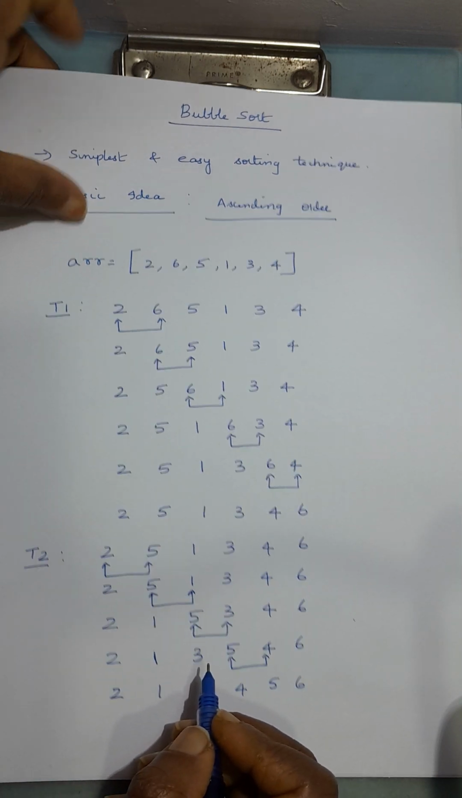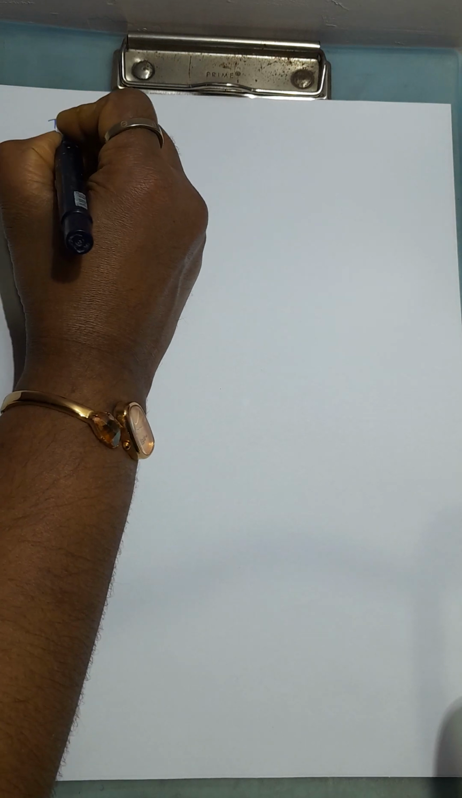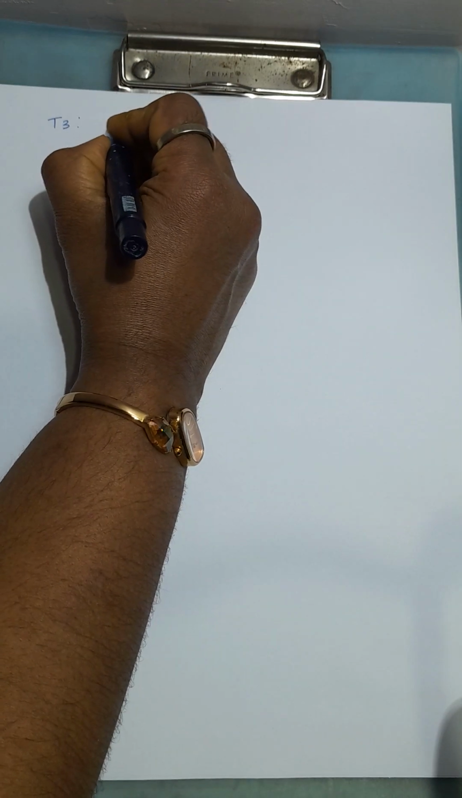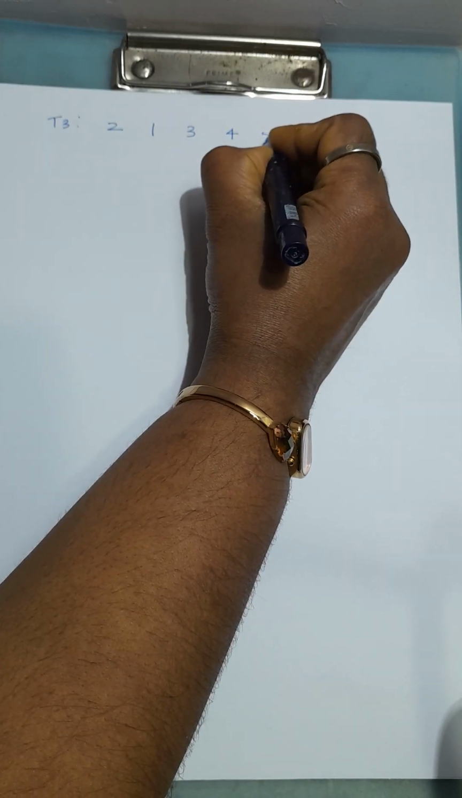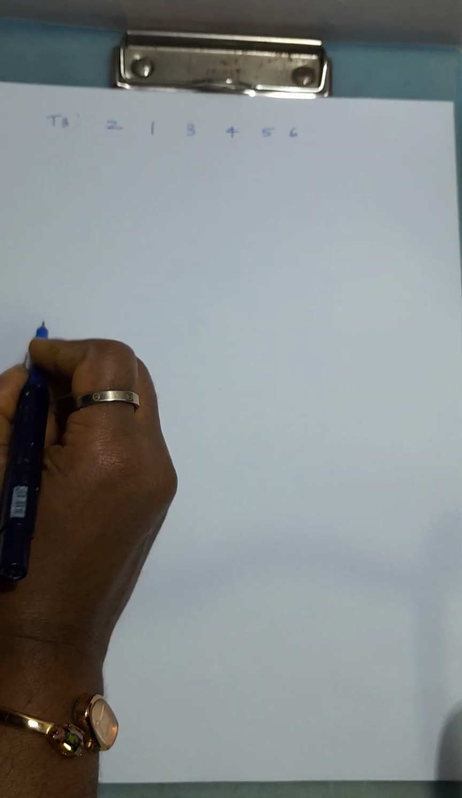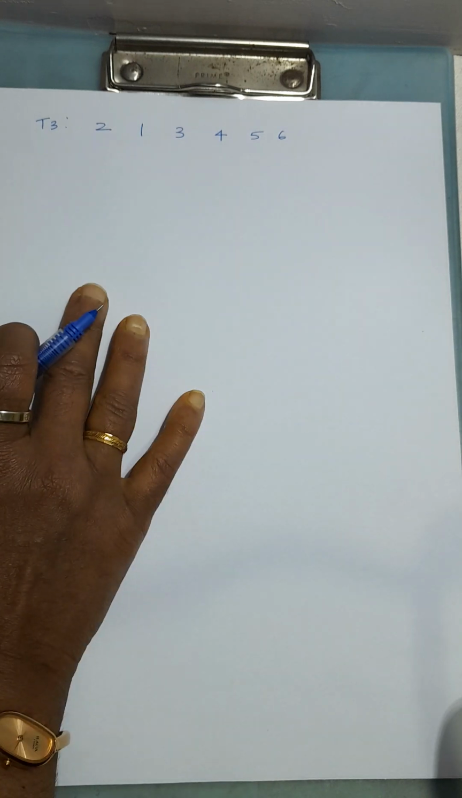Now let's proceed with the third iteration. So third iteration, what is the actual array? 2, 1, 3, 4, 5 and 6. This is the actual array elements. Fine.